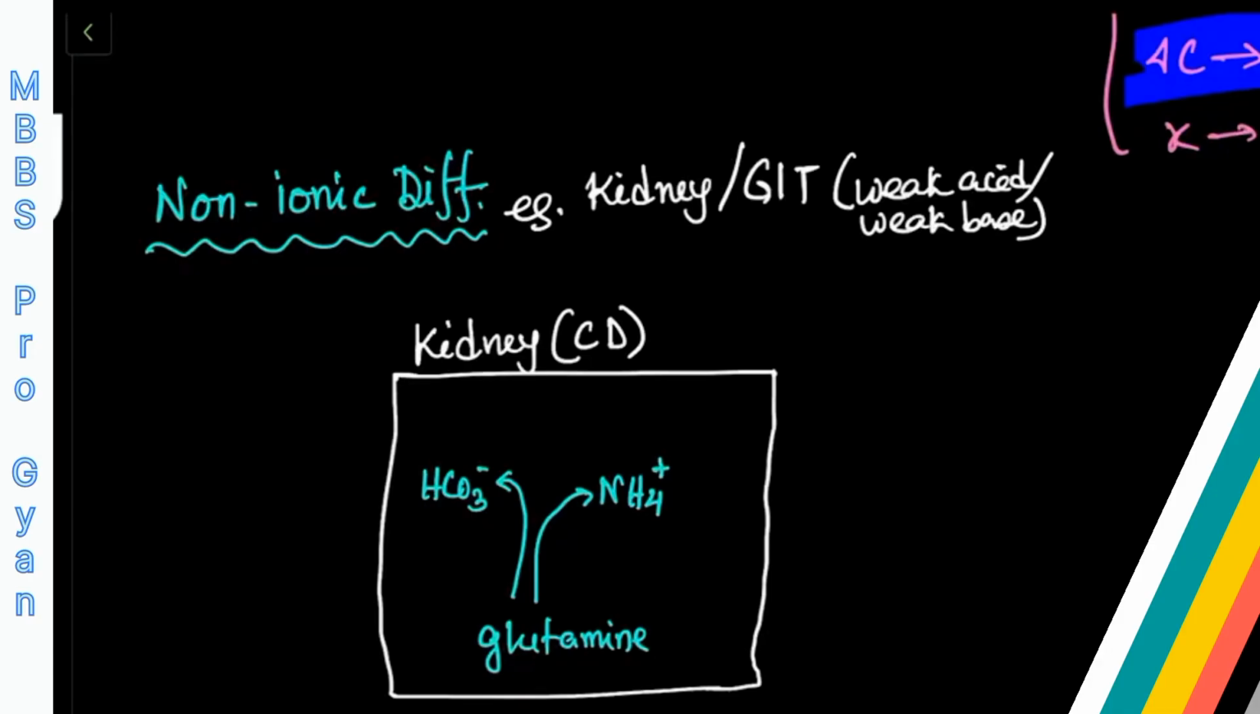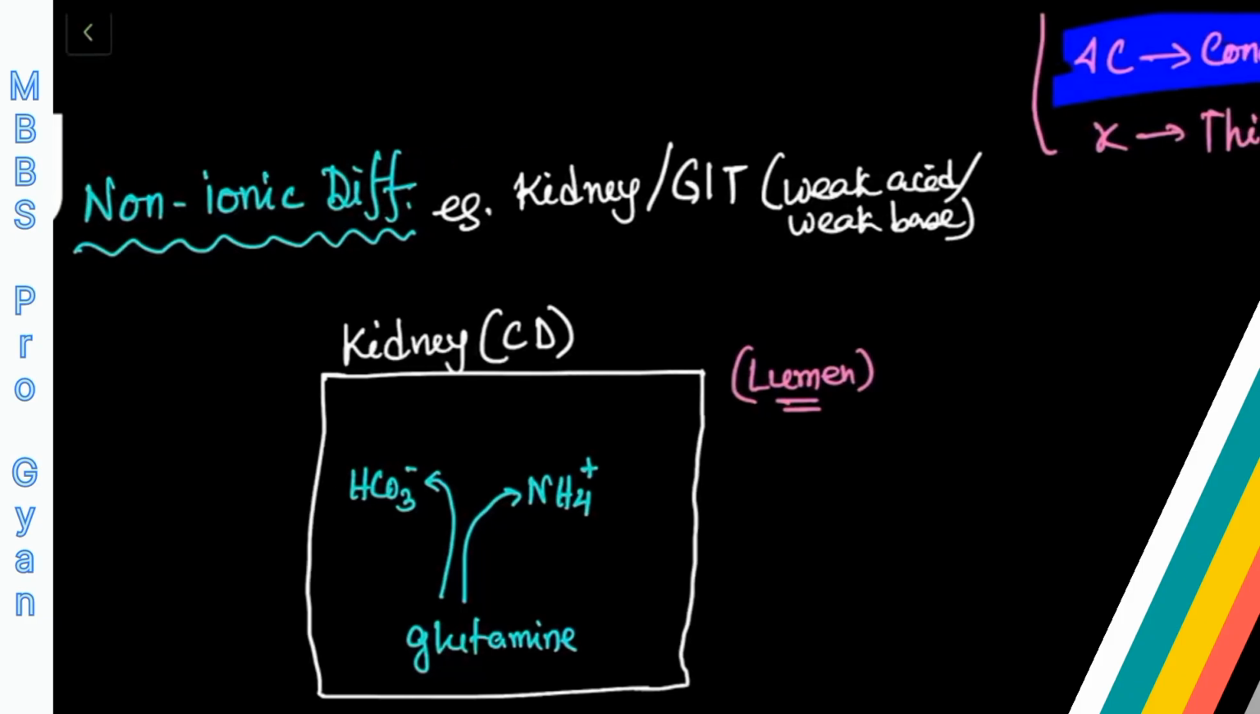Now this ammonium contains a charge. If you want to excrete it in the lumen, in the urine, you have to secrete this ammonium ion into the lumen, right? But because it contains a charge, it cannot penetrate the cell membrane, and there is no transporter or channel for ammonium. So what do you have to do? You have to divide this ammonium into H plus ion and ammonia gas.